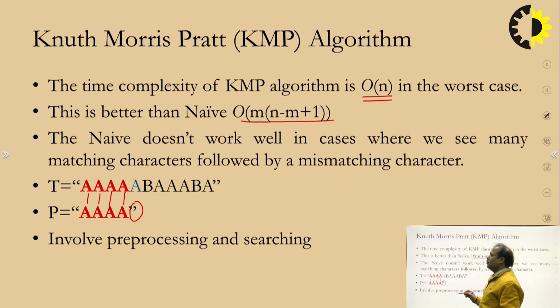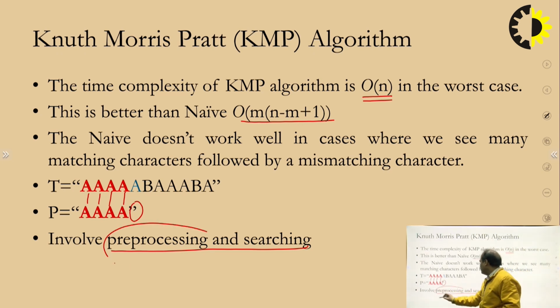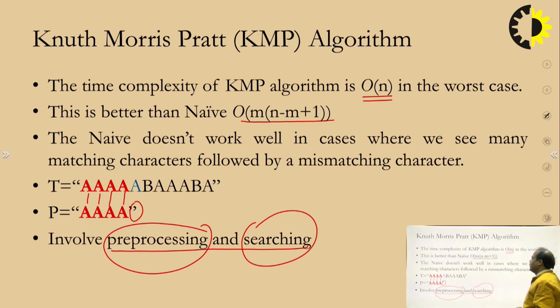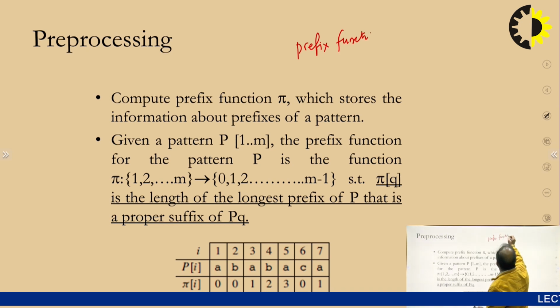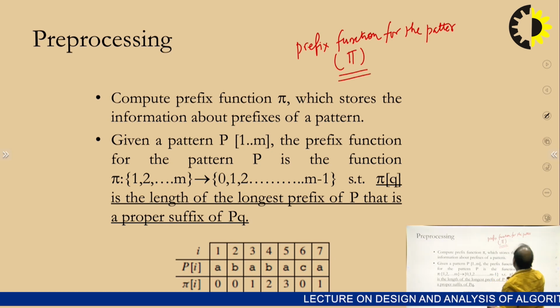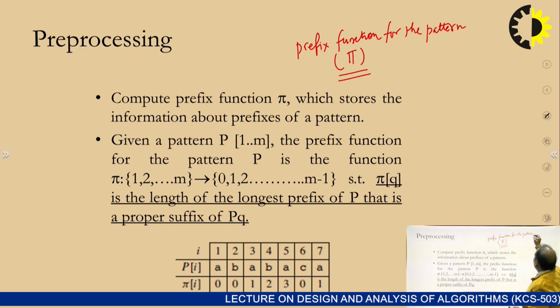So what KMP is doing, it is using a pre-processing step, right? It includes the pre-processing step as well as the searching step. So the pattern is going to be pre-processed first, then we use the searching algorithm. In this pre-processing, the algorithm is computing a prefix function for the pattern. Yes, this is going to be the prefix function for the pattern. So this prefix function pi is going to be computed for the pattern, and then the pattern is going to be thrown away. No need of that pattern, right?